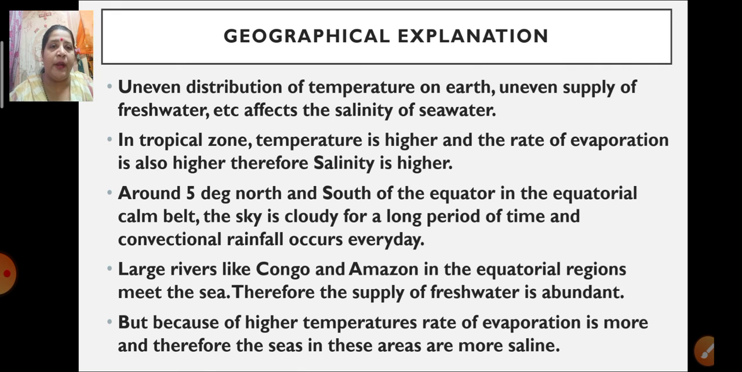In spite of having so much of an advantage here, this area has higher temperature, and the rate of evaporation is also more. So the seas in these areas are also more saline. The evaporation is taking place very fast, and even though these waters are getting fresh water, evaporation is too fast here. So that's all about the tropical zone.